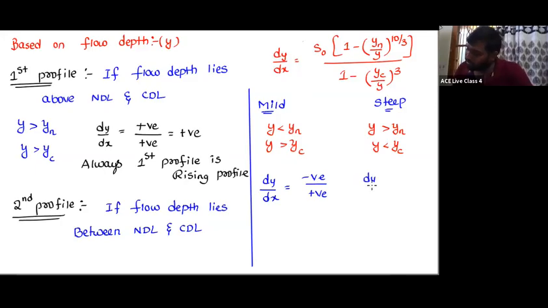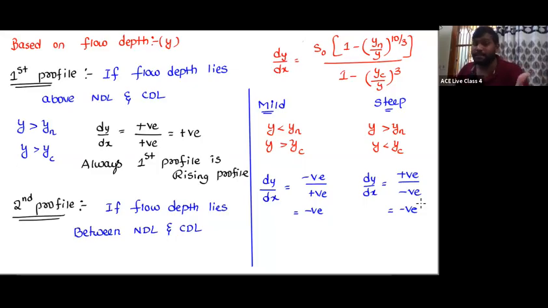Similarly here, what is dy by dx? Y greater than YN, numerator is positive. But what about the denominator? Y greater than YC, denominator positive. Y less than YC, denominator is going to be negative. So in both the cases, dy by dx is going to be negative. Positive by negative is going to be negative only, right? When do you say positive? Positive by positive is positive, negative by negative is positive. But this is negative by positive or positive by negative. Both are going to be negative.